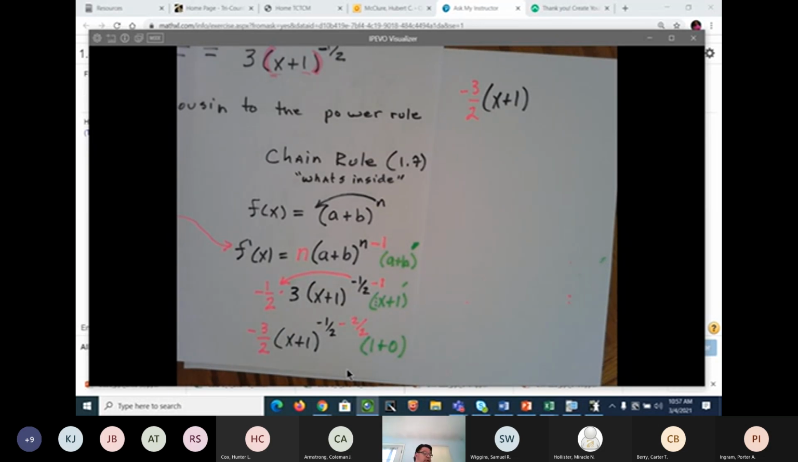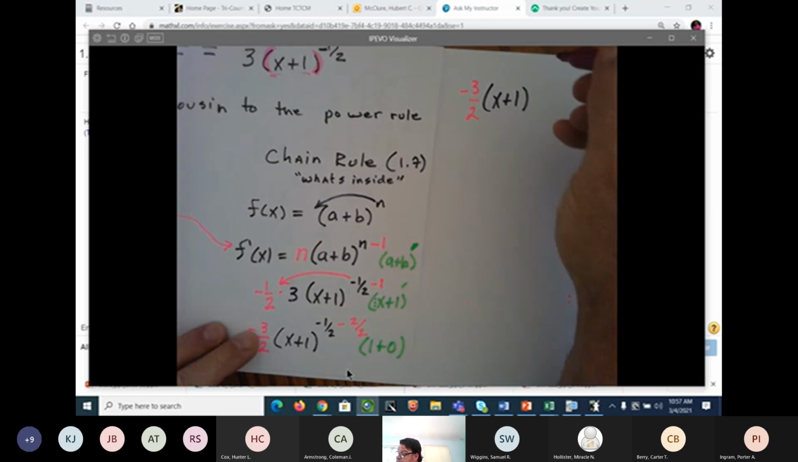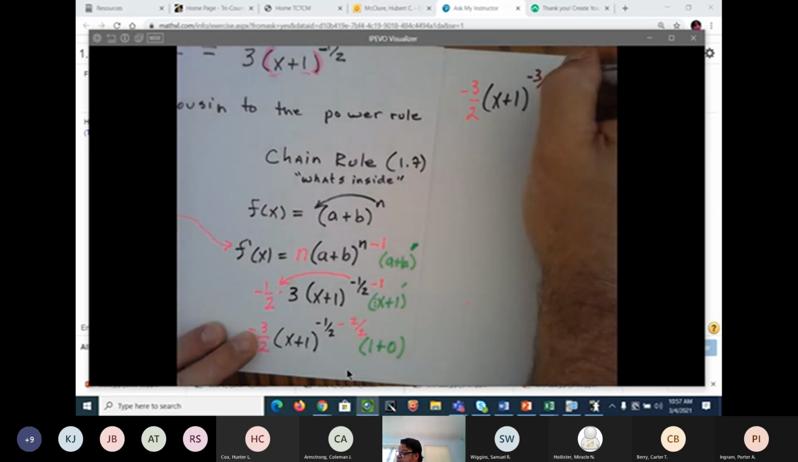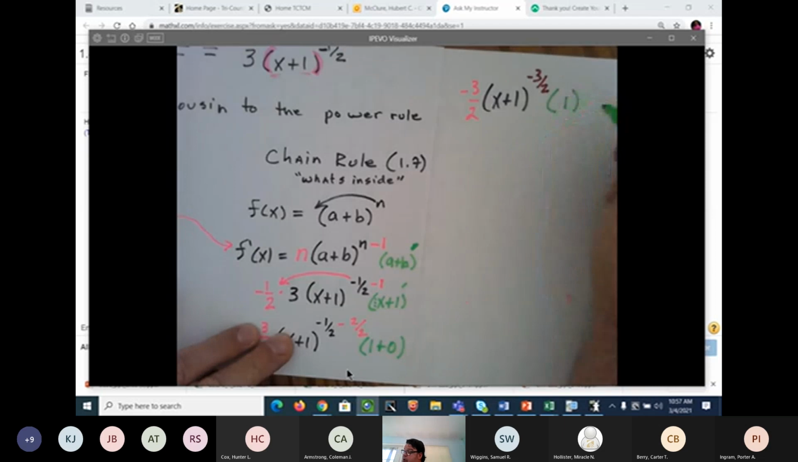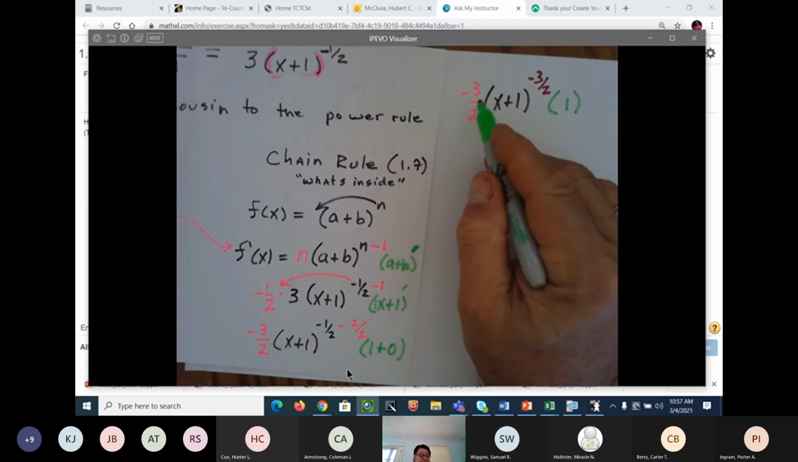We'll change that color to a magenta color. Somebody tell me what that is. What's -1/2 minus 2/2? -3/2, Hubert. That's right, class. Times what? What's 1 plus 0? 1. And then 1 times -3/2.